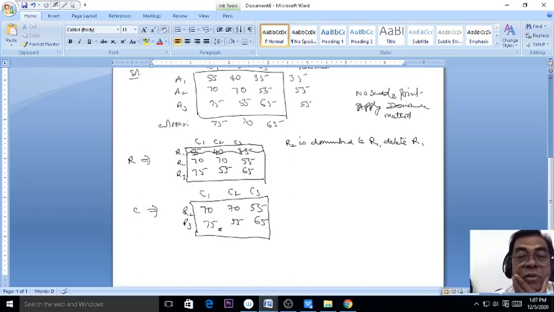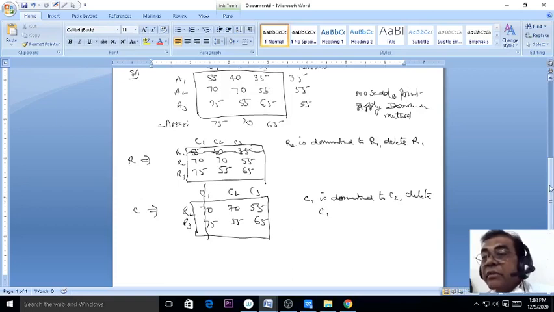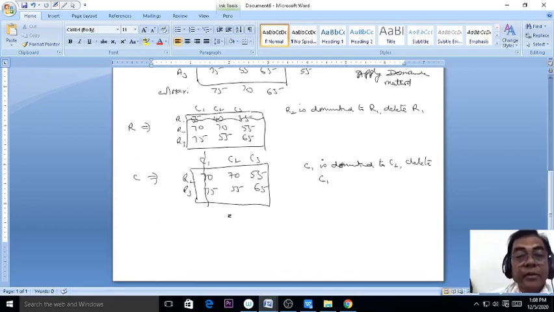Which column dominates which column? 70 is equal to 70, 75 is greater than 55. Understand? So C1 is dominated by C2. Delete C1, because in columns we select the lower values. So what are the remaining values? The remaining values are like this: 70, 55, 55 and 65.